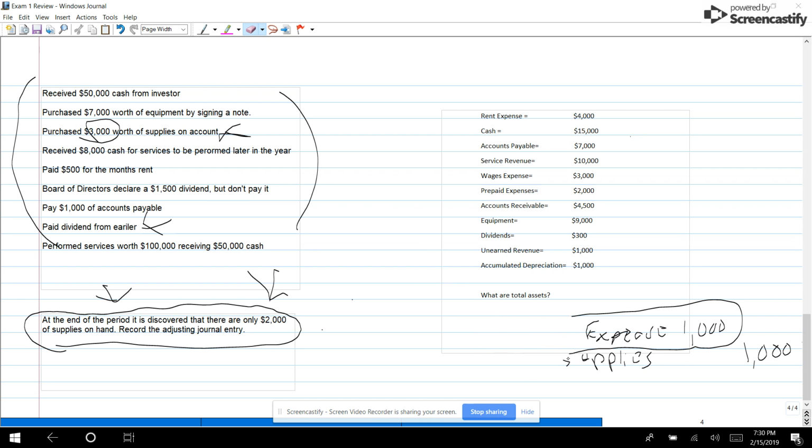And it doesn't just have to be with supplies. It could be with prepaid insurance. So, if we use up the prepaid insurance, or the prepaid rent, we would debit a rent expense and then credit prepaid rent. And again, if we didn't do that, net income would be overstated and prepaid rent would be overstated.